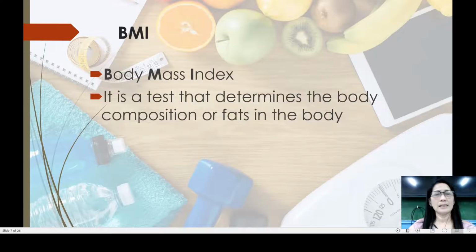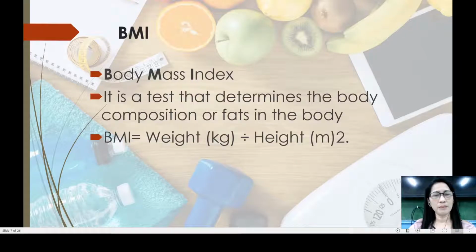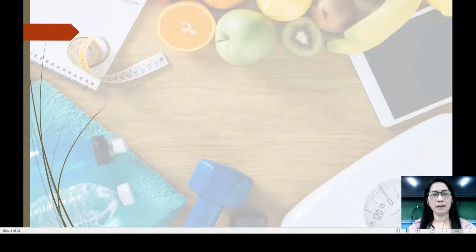BMI, it is a test that determines the body composition or fats in the body. Okay, or it's a common tool to give some idea of where you are. So here is the formula of BMI. BMI is equals to weight in kilograms over height in meter squared.